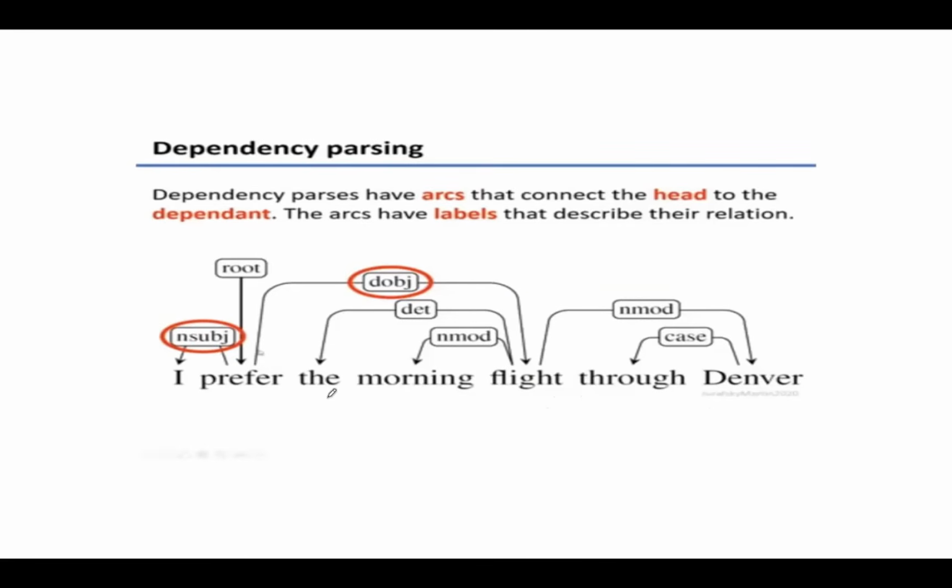First thing is you need to find out the root word. The root word is prefer, right? Root word in this case is prefer. Now find out the subject. The subject is I. The relation between these two words is nominal subject. And again, from prefer to flight, you can see the relation is direct object. So the object in this sentence is flight.